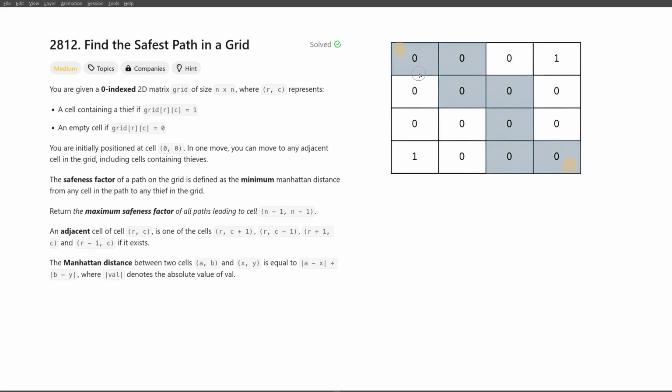And not only do we want to avoid cells with ones in them, we want to stay as far away as possible from those cells for our whole path.